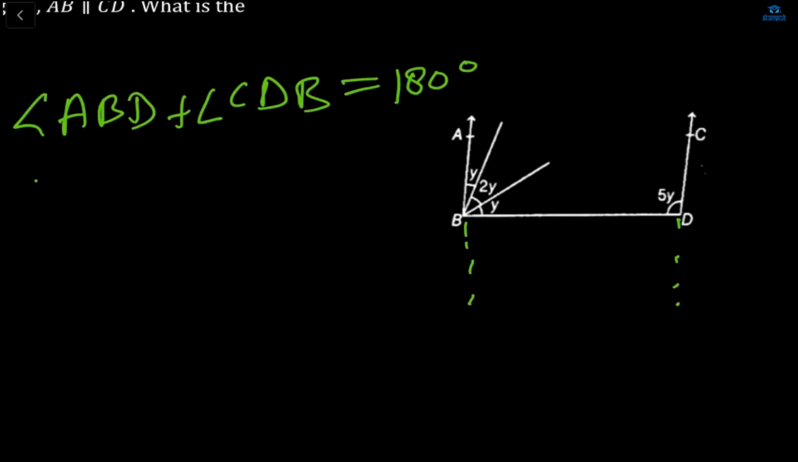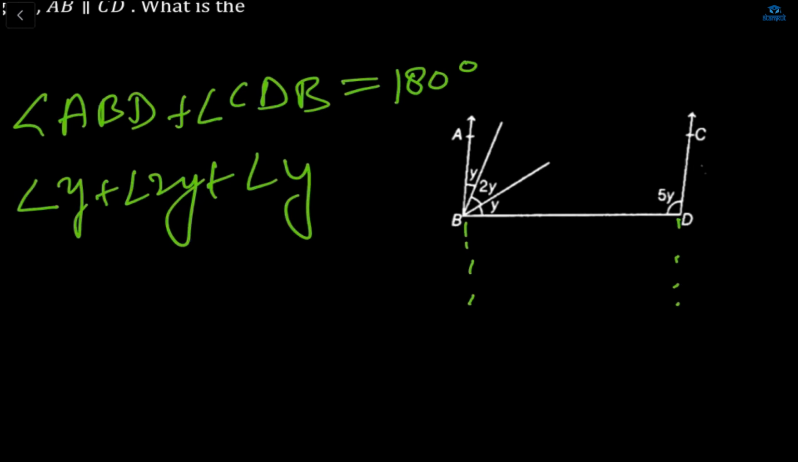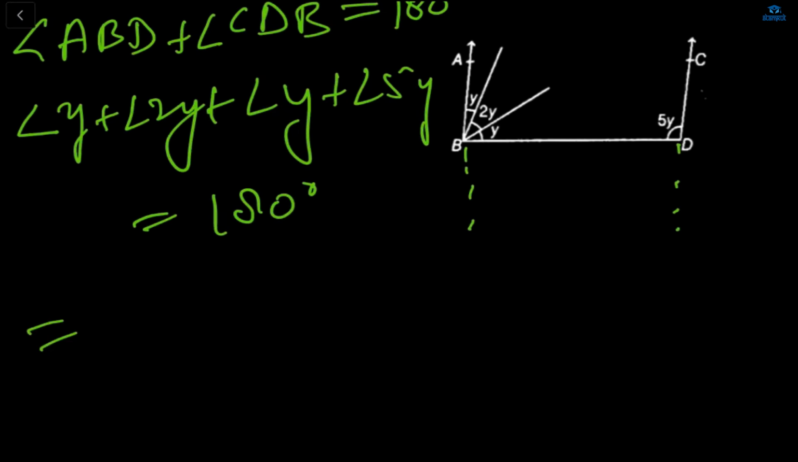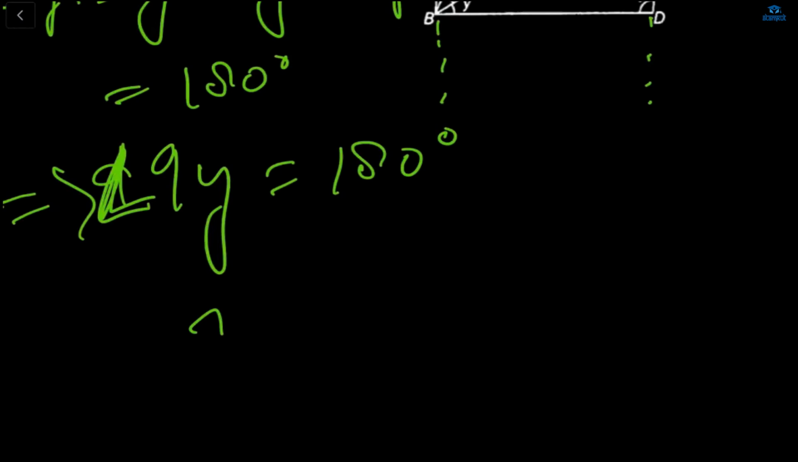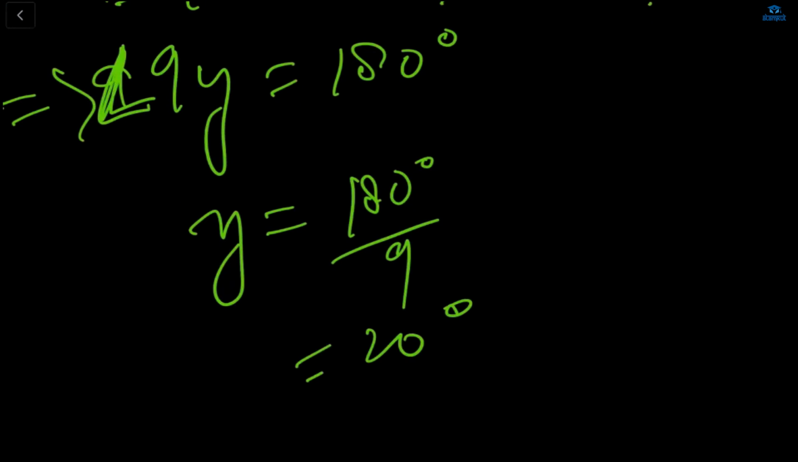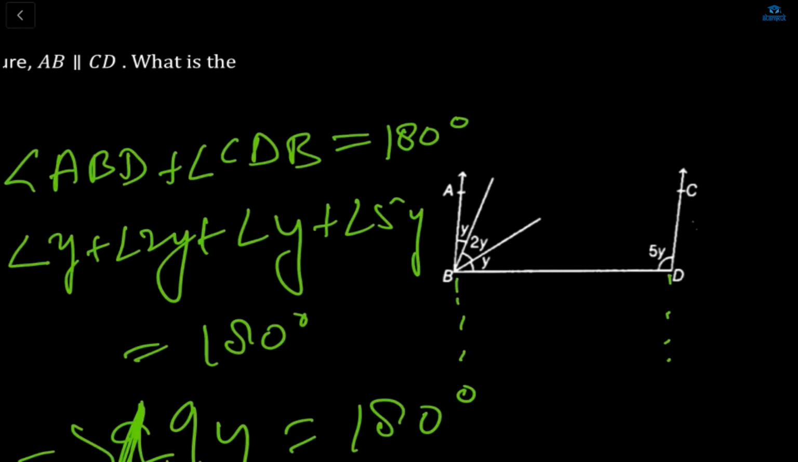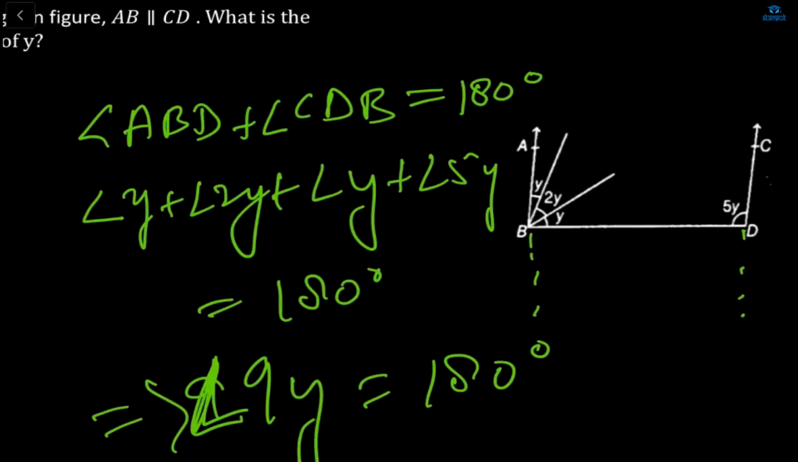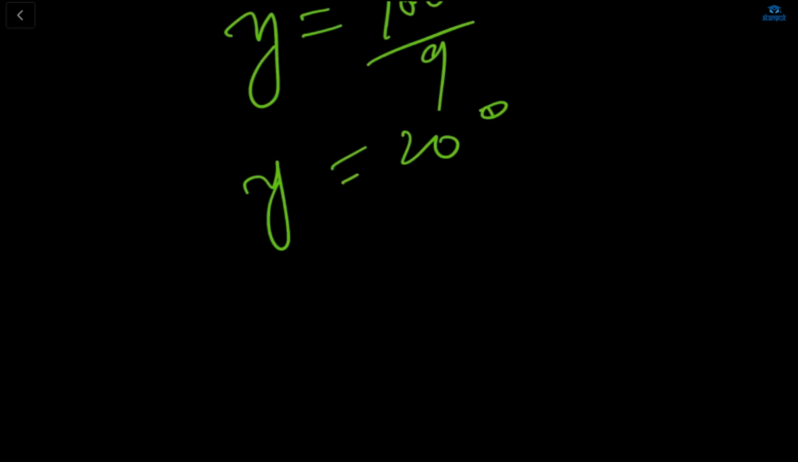So we have got angle ABD is equal to Y plus 2Y plus Y plus 5Y is equal to 180 degree. So you have got a direct relation here. So 9Y is equal to 180 degree. From here, you can calculate Y as 180 degree by 9. So you'll get 20 degree. Y value is 20. Now you can calculate both the angles' value. You just have to calculate the value of Y. Any doubt, anybody?